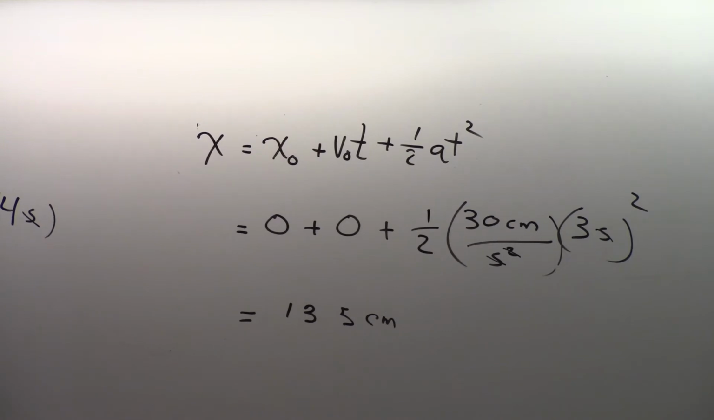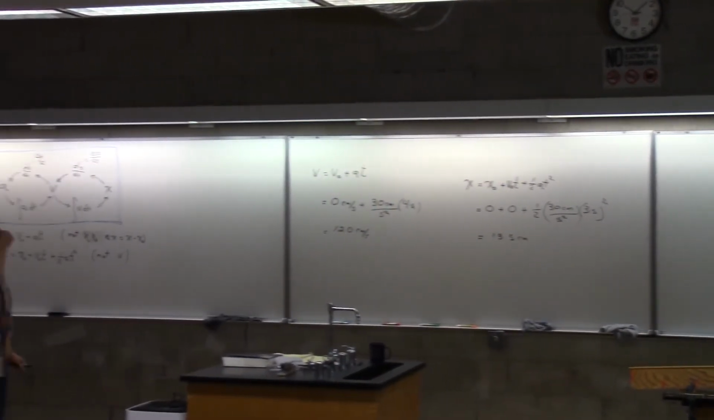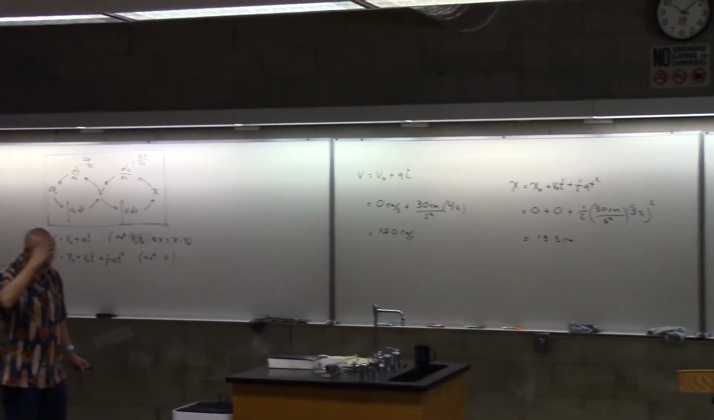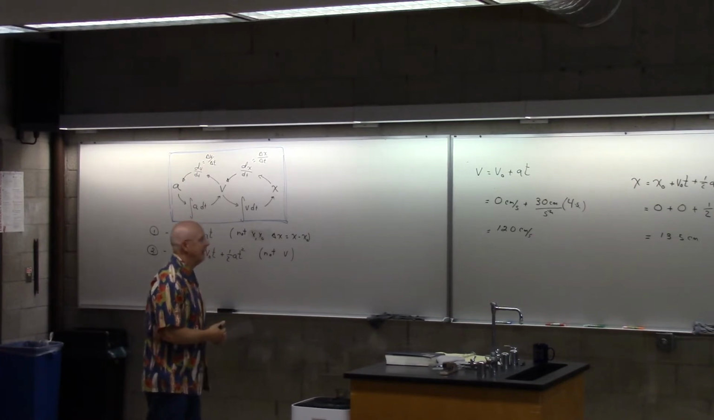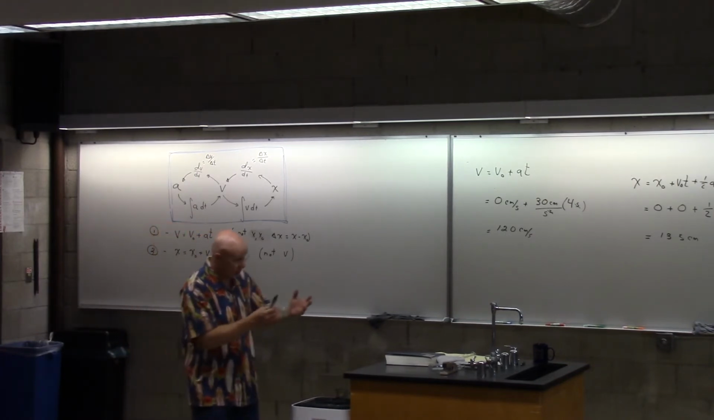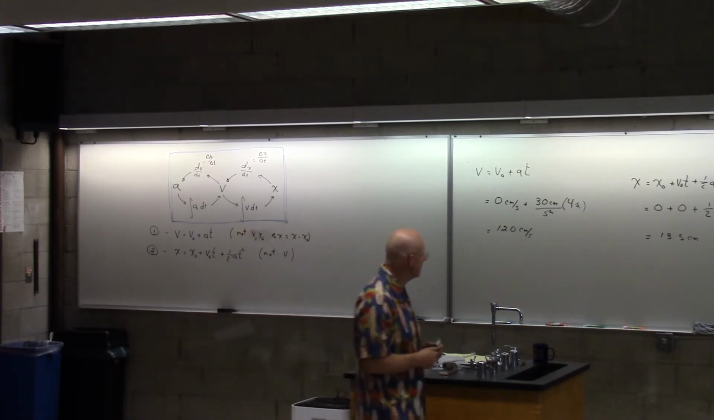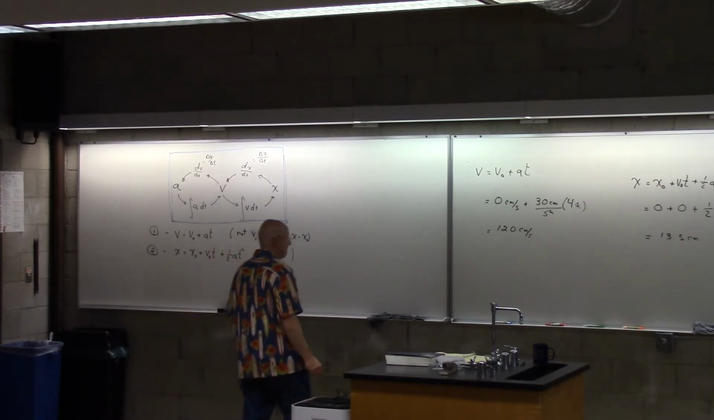Now let's play a little more mathematical trick. What if they said something like this? What position is it as it rolls down when its velocity is 100?